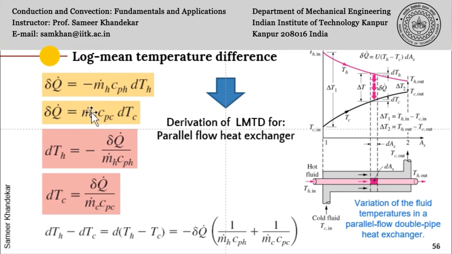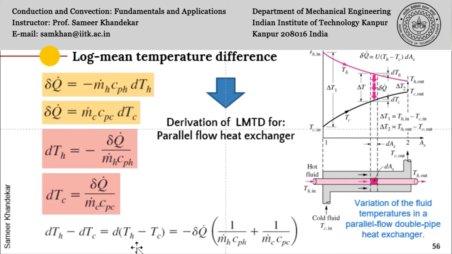So with this simple energy equation, under the assumptions which we have discussed, you can write dTh, the small change in the temperature of the hot fluid, as delta Q dot divided by m dot h into Cph, and similarly dTc will be equal to delta Q dot divided by m dot c into Cpc. So you can subtract the two equations and write the difference equation, which is noted here. Now this is from the first law of thermodynamics.